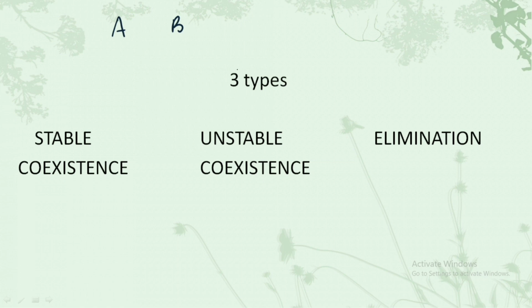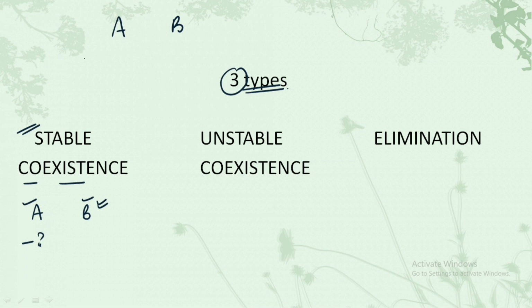So there are three types of outcomes possible. The first one is the stable coexistence. So as the word suggests, stable coexistence. Co means together and existence means surviving. So when species A and species B survive together, when is this possible? This is possible when both species A and species B are weak in nature.